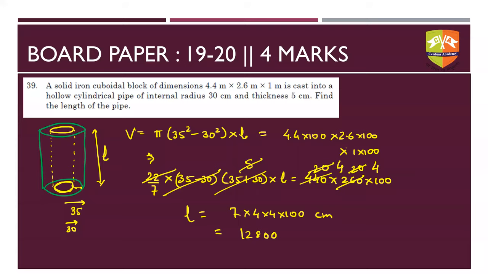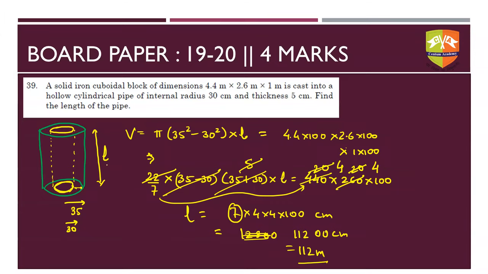100 centimeter. I'm sorry, 112. So 7 is here. No, this 7 will come this side. Okay, got it. 16 sevens are 112. Theek hai. 112 centimeter. So this is 112 meter. Okay. So this is the answer.